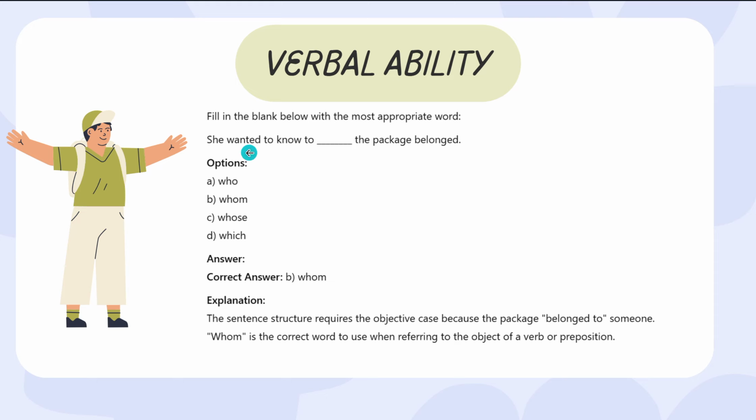Keeping that aside, what you have to do is choose from who, whom, whose, which. So here it is not about the tense, it is about who the owner of the package is. So you have to choose whom. The sentence structure requires the objective case because the package belongs to someone. Whom is the correct word to use when referring to the object of a verb or preposition. I hope you got it.